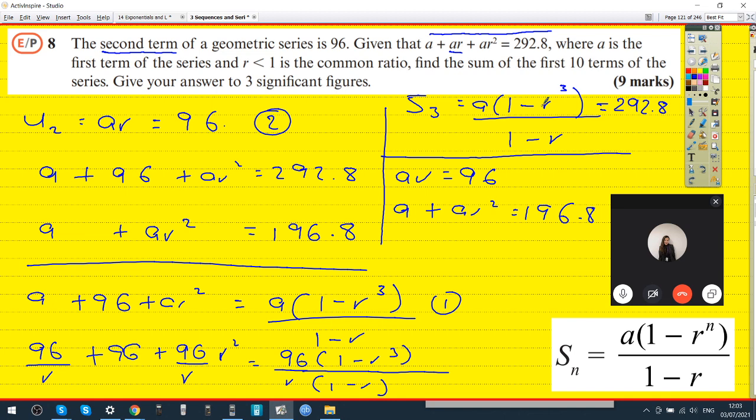And then you find this sum to 10 terms. Then you just sub it back in, get A. Yeah. And then sub in A, R, and N is 10 into the formula.